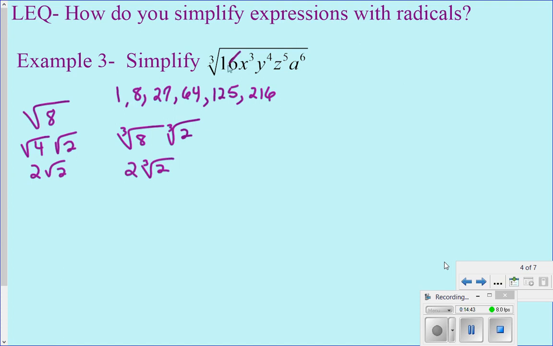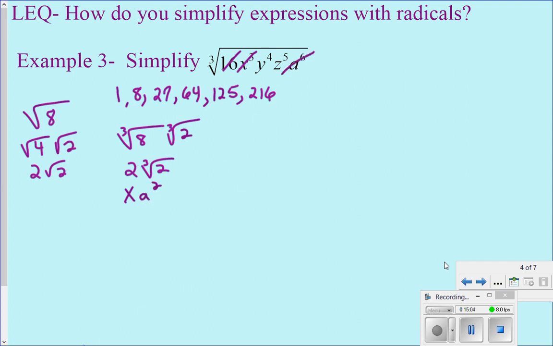So 16 is done. Now we're ready to simplify the variables. So x cubed, the cube root. Well, that's easy enough. 3 divided by 3 is 1. So we know we have x. Then we have a to the 6th. I'm going to deal with the 4/3 and the 5/3 in a moment, but 6/3 is 2, so that's a squared.